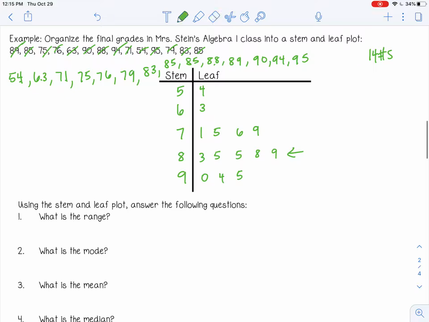Okay, so let's find the range. So the range is the largest number in a data set minus the smallest number. So 95 minus 54. And that gives you a 41.